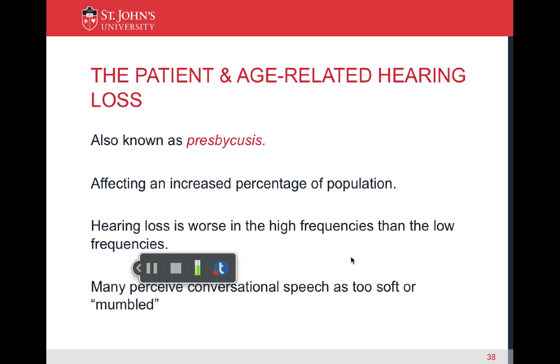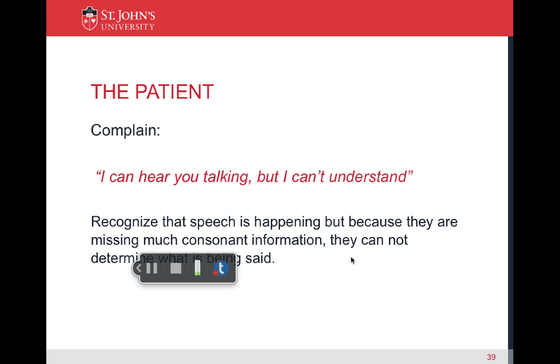With this type of hearing loss, they tend to have worse hearing in the high frequencies than in the low frequencies, and they may perceive conversational speech as too soft or mumbled. But remember, they're not hearing all of the sounds of speech, and that's why they think it's too soft or mumbled. And the number one complaint that these patients will have is, I can hear you, but I can't understand you. So they recognize that speech is happening, but they're missing out on a lot of the consonant information, so they're having trouble determining what is being said.